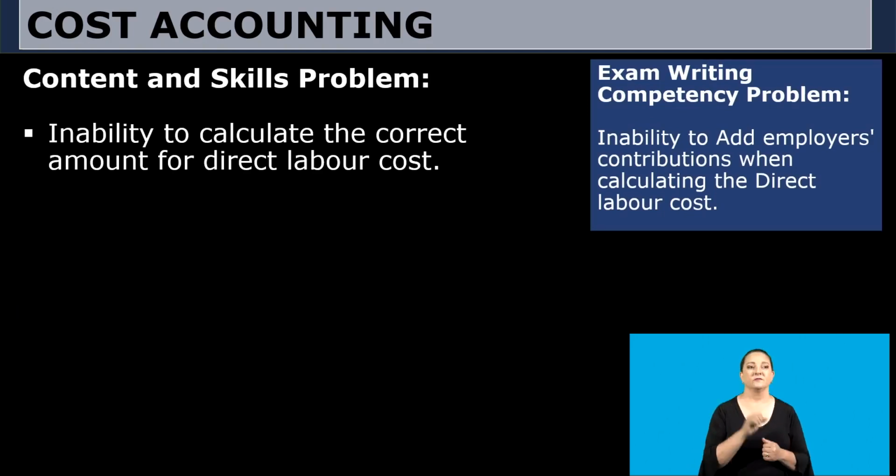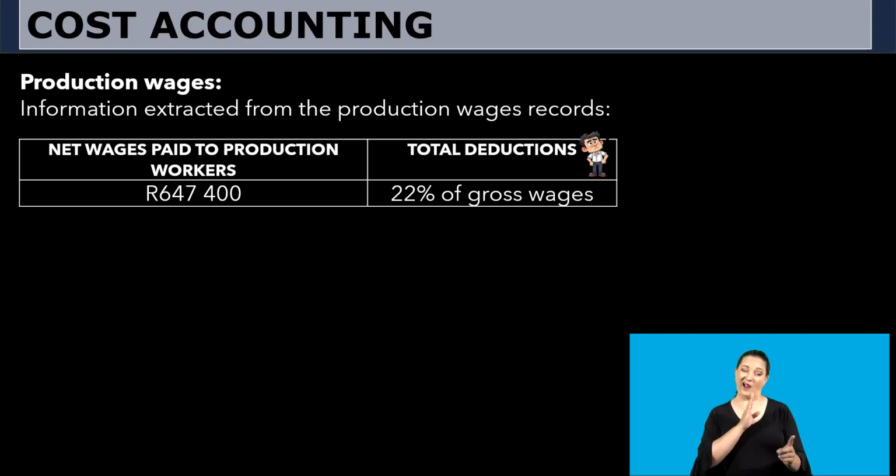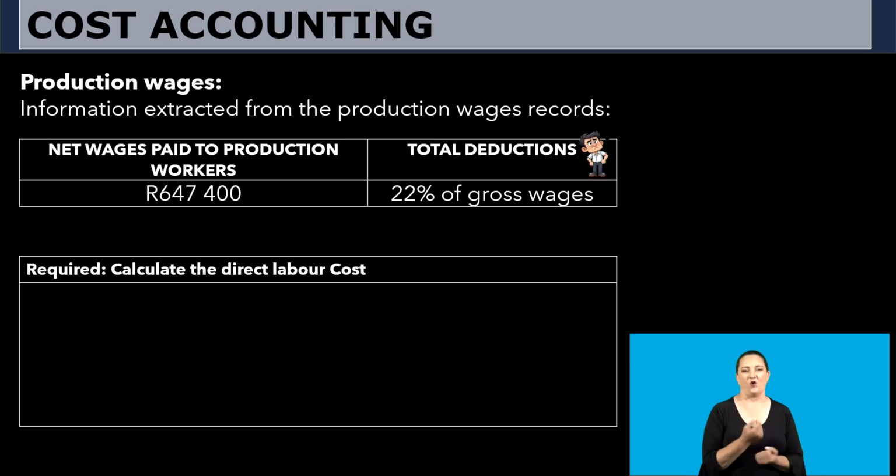Here is some content and skills. Direct labor cost is the wages or salaries paid to workers who are directly involved in the production of goods or services. So they are working directly on the product. Here we are given some information, and we're supposed to calculate our direct labor cost.